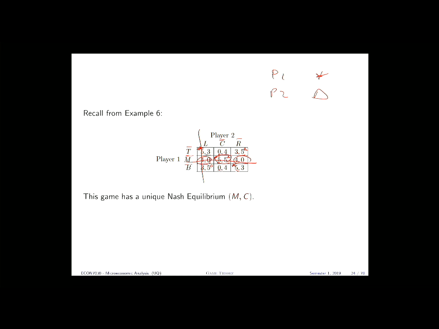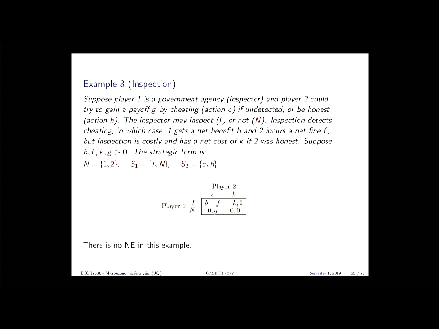Now the question is, can we say anything further? Or is it all we could say? This game is trying to answer that question. So this is a very similar situation. Suppose player 1 is a government agency and player 2 is trying to gain a payoff G by cheating. So suppose it's a tax situation and the government agency is trying to inspect a firm and make sure that they have done their books correctly and they're paying their correct tax. The inspection may inspect or not. So player 1 can either inspect or not, and player 2 can either cheat or be honest.